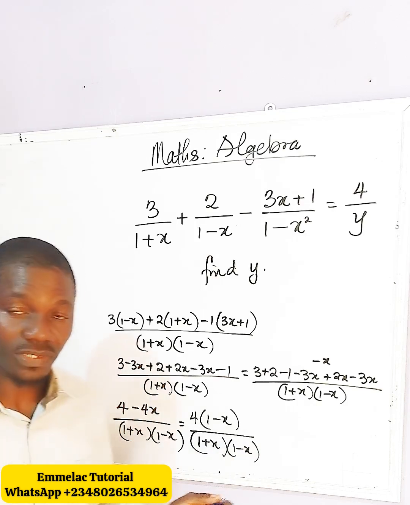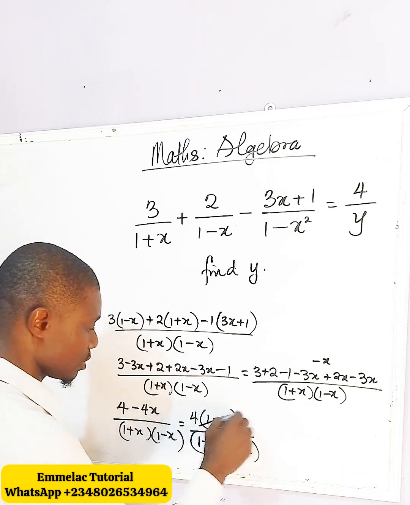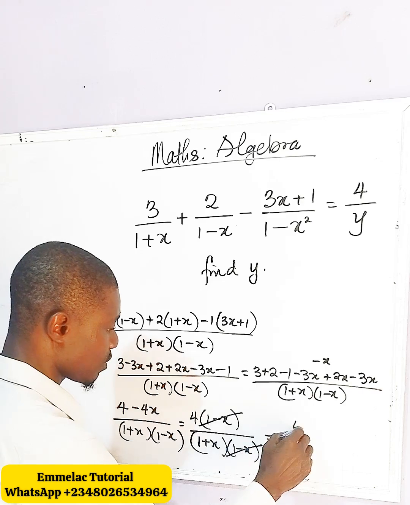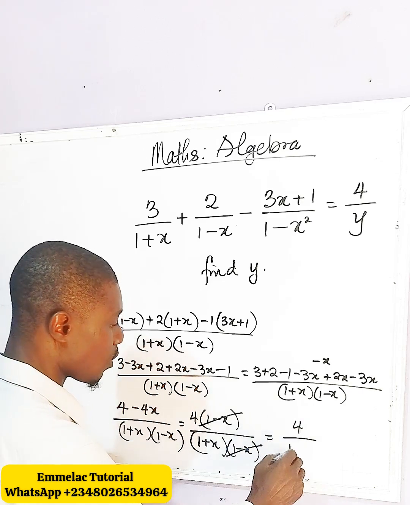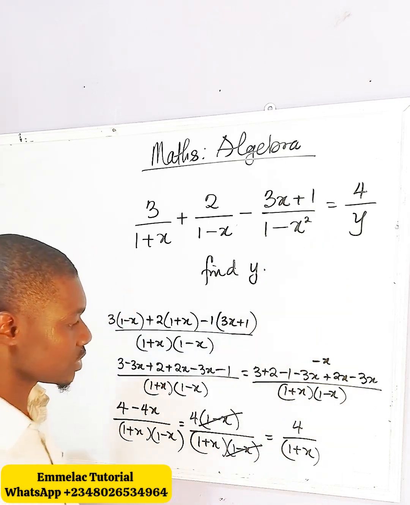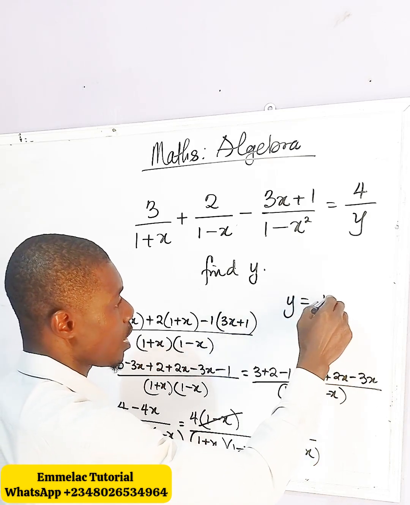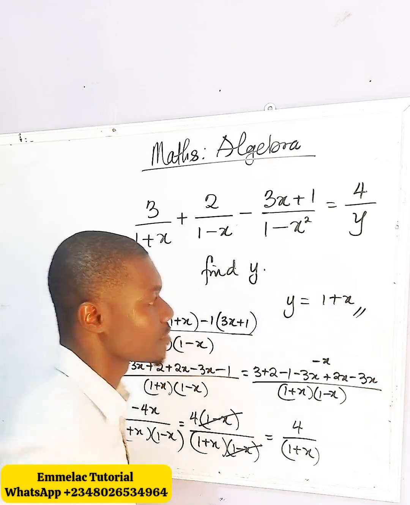You can see we have a similar term in both the numerator and the denominator. So this can undo this, and we are left with 4 all over 1 plus x. Now equating this to this, you get to see that our y equals 1 plus x. Final answer.